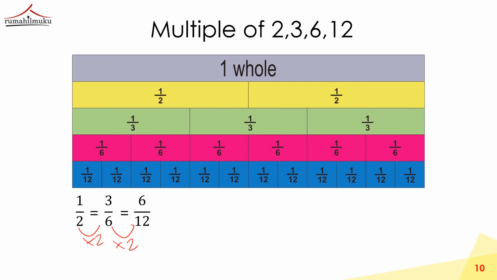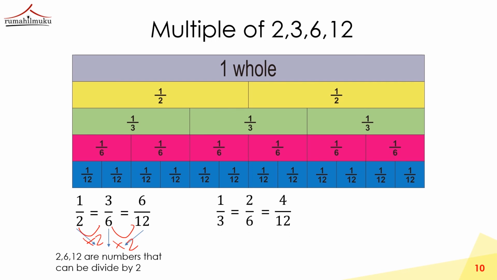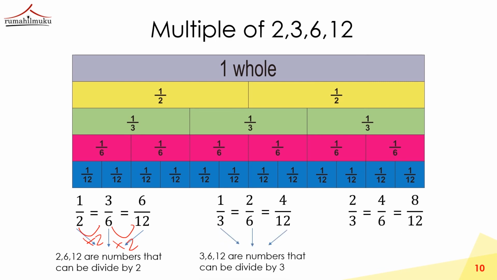The same goes for 1/3 multiplied by 2 becomes 2/6, then multiplied by 2 again becomes 4/12, and also 2/3 to 4/6 to 8/12. And over here we can see that 3, 6, and 12 are numbers that can be divided by 3.